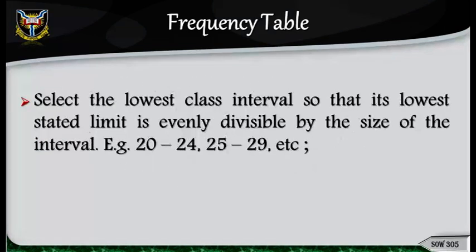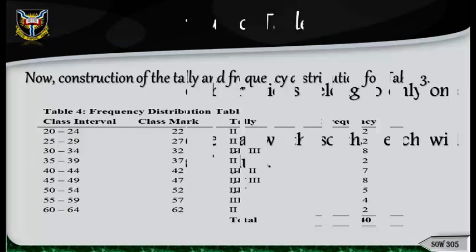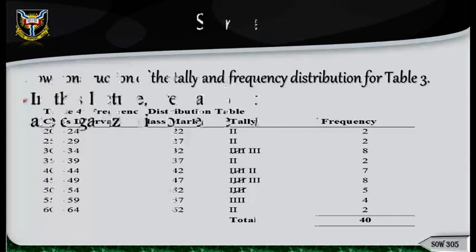4. Select the lowest class interval so that its lowest stated limit is evenly divisible by the size of the interval. For example, 20 to 24, 25 to 29, and so on. 5. Make sure that the observations belong to only one class. And 6. Make the classes of equal width so that each will cover the same range of values. Now, construction of the tally and frequency distribution for Table 3.